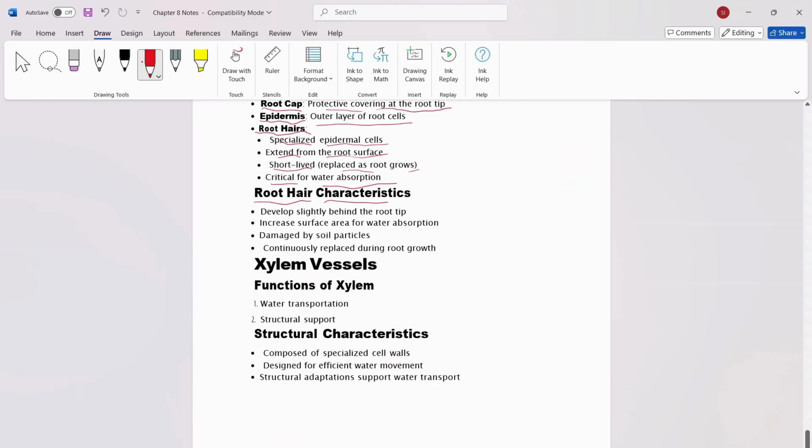Next we have root hair characteristics. They develop slightly behind the root tip and increase surface area for water absorption. This is an important point, repeated many times in these notes. They are damaged by soil particles and continuously replaced during root growth. Next are xylem vessels. The functions of these xylem vessels are water transportation and structural support. Structural characteristics: composed of specialized cell walls, designed for efficient water movement, and structural adaptations support water transport.